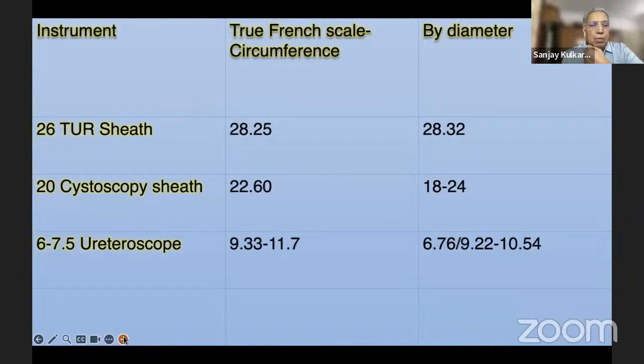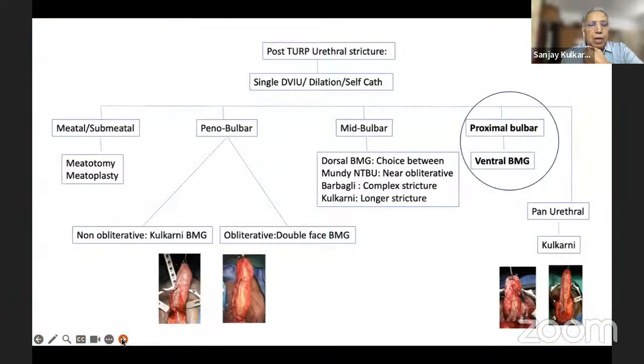And this is common. The 20 French cystoscope sheath is 22.6, and it can vary by diameter from 18 to 24. The 7.5 ureteroscope that we commonly use is 9 to 11 French, or maybe 7 to 10 French in size. That means whatever the manufacturers are telling you may not be true.